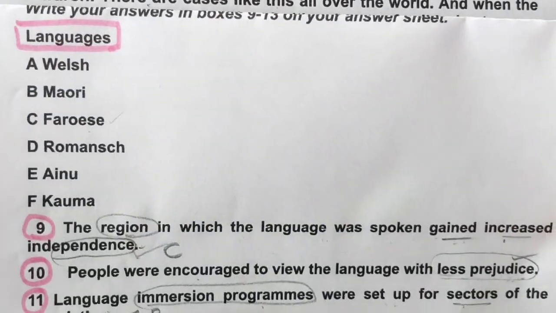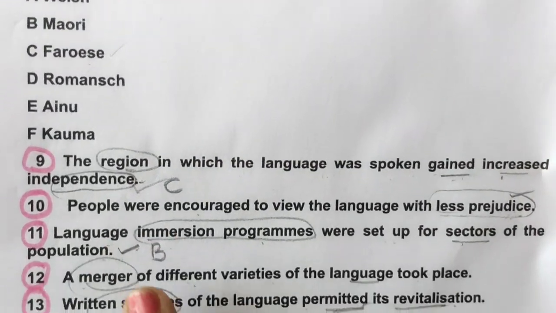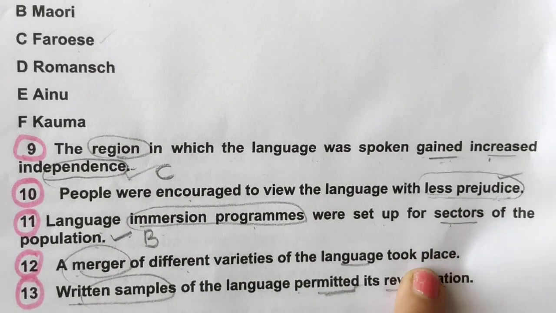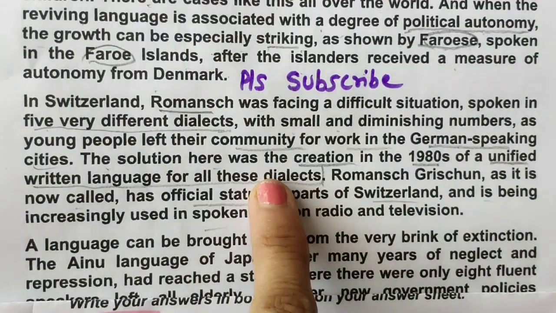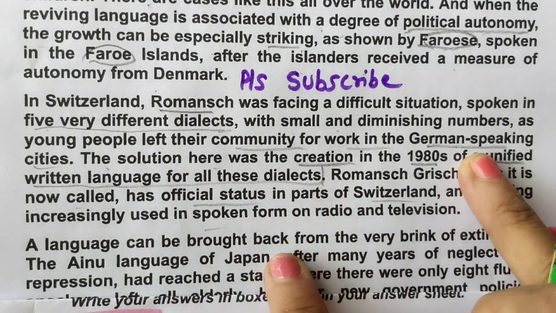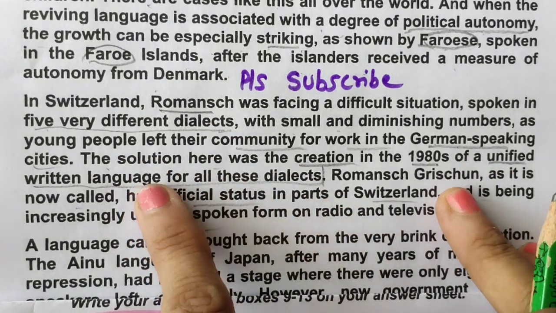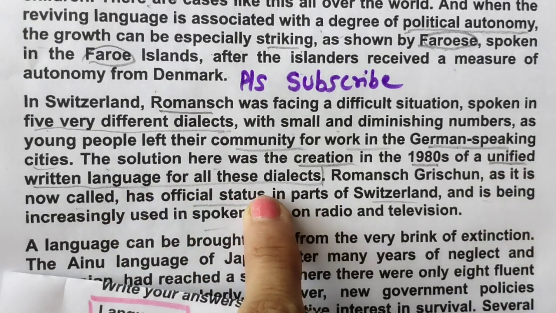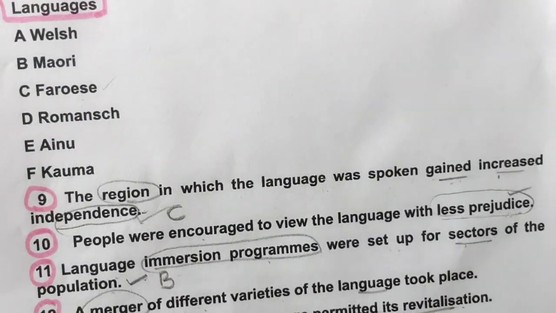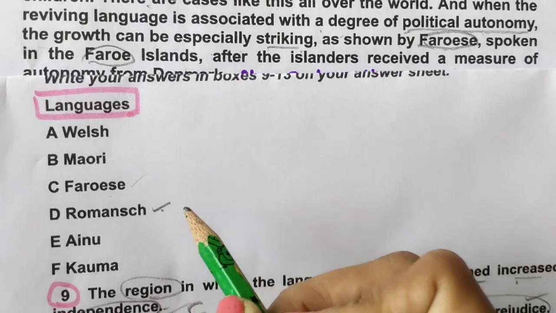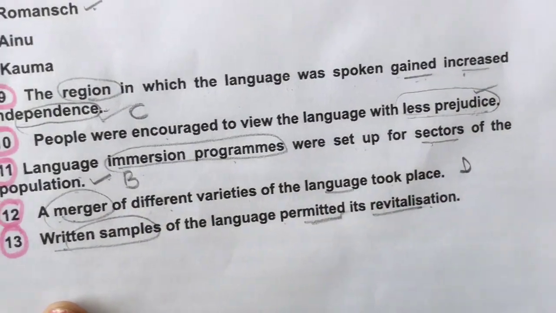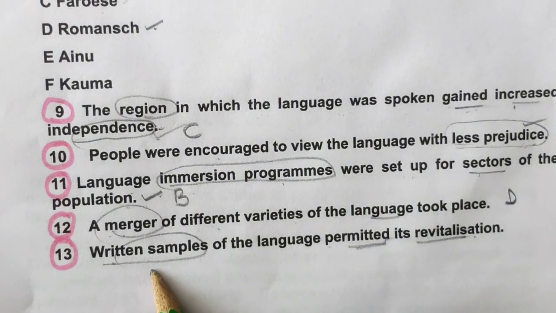See this, somewhere I have read, merger of different varieties of language took place. So these community members shifted to German speaking country cities. Solution here was the creation of a unified written language for all these dialects. Okay, so here we will write merger point with D with this 12th, this is D. Okay, now written samples we are looking.